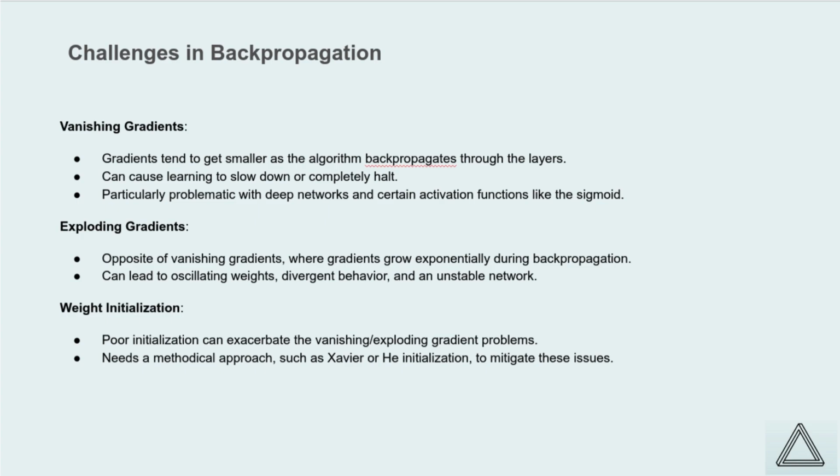It's important to address these challenges to ensure the successful training of neural networks. Researchers and practitioners use various techniques, such as choosing different activation functions, e.g., ReLU, employing batch normalization, gradient clipping, or changing the network architecture to overcome these hurdles and create models that learn efficiently and effectively.